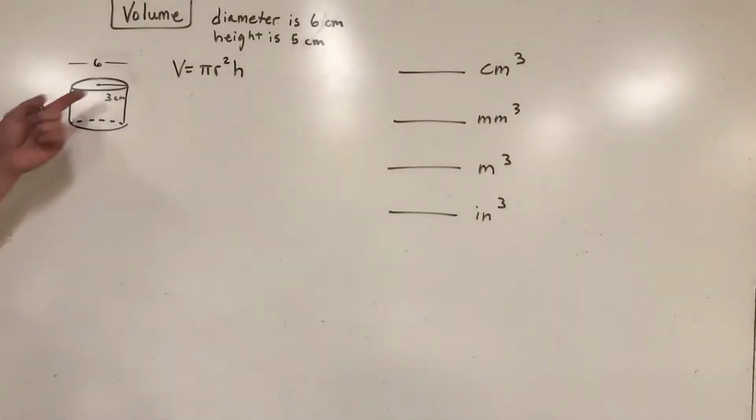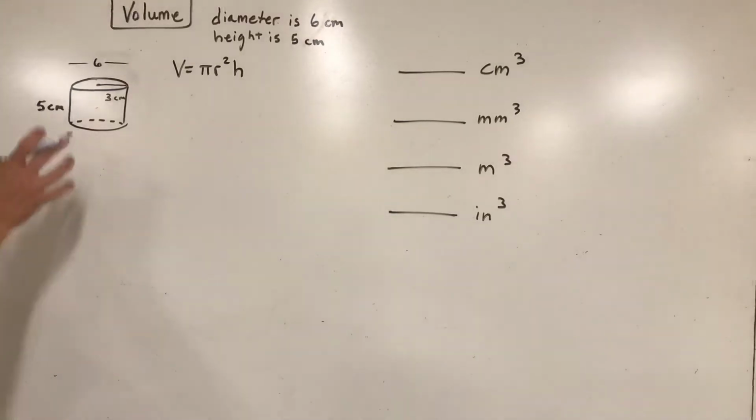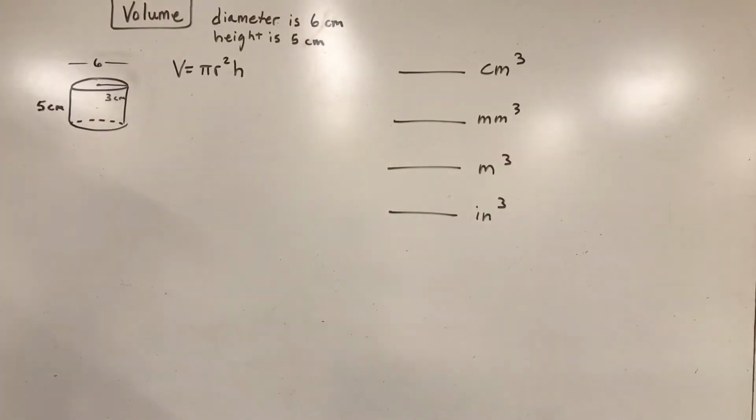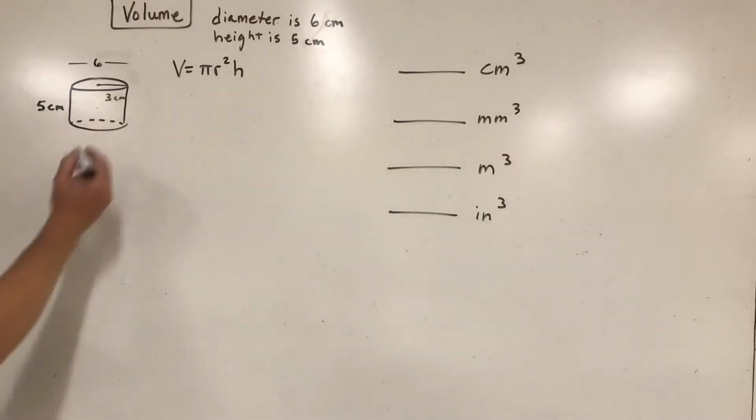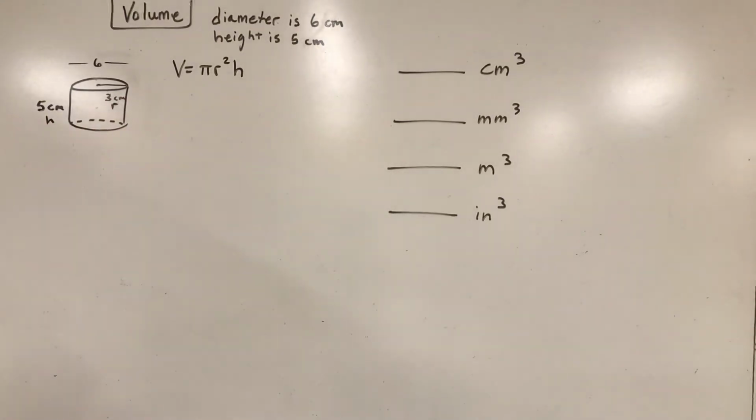Okay, now, will it always be the diameter if they give you that? No, just read carefully and make sure you know what those measurements are. Look over this diagram before you jump into the calculations. Now, this is the radius, this is the height. This is a fairly easy calculation to start with if you get that stuff labeled correctly.